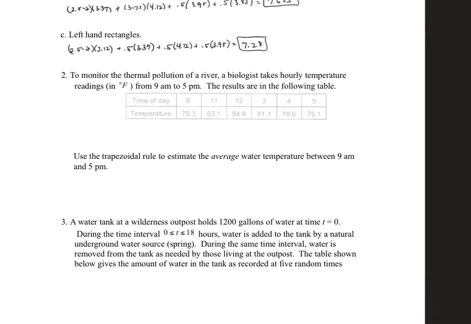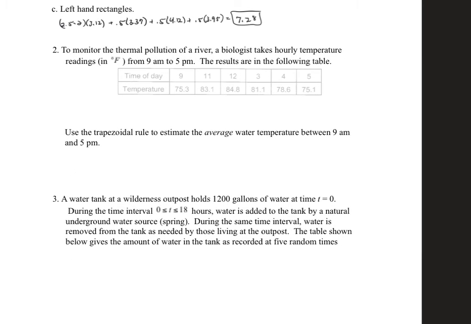Okay, I'm going to scroll up here a little bit. To monitor the thermal pollution of a river, a biologist takes hourly temperature readings in degrees Fahrenheit from 9 a.m. to 5 p.m. The results are in the following table.